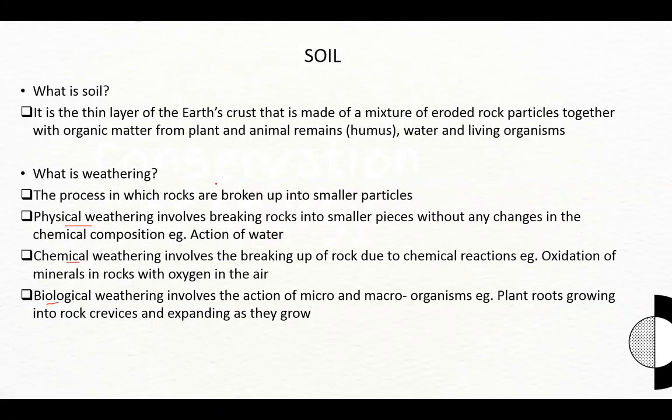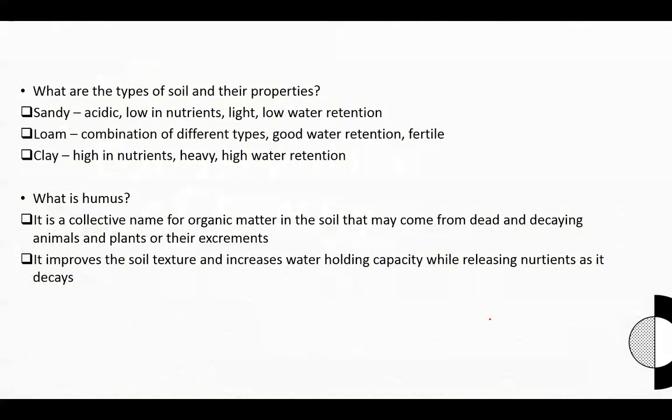Then we have chemical weathering, which involves the breaking up of rocks due to chemical reactions taking place. So, for example, the oxidation of minerals in the rocks with oxygen from the air. And the last one, biological weathering, involves the action of micro as well as macroorganisms. So, for example, a plant that is growing, if the roots get in between some sort of crevice between the rocks and it starts expanding while it's growing, that's going to be breaking up the rocks or pushing it further apart. So, that's biological weathering.